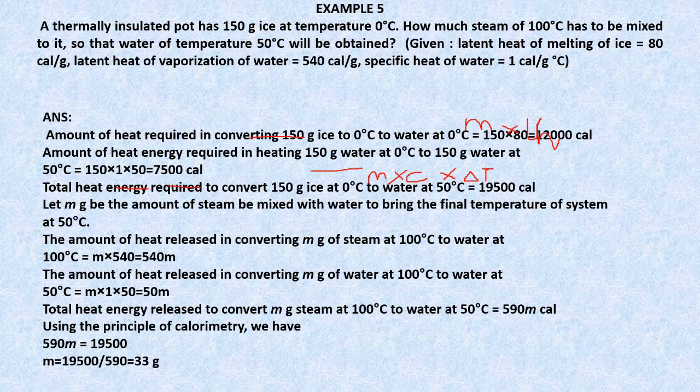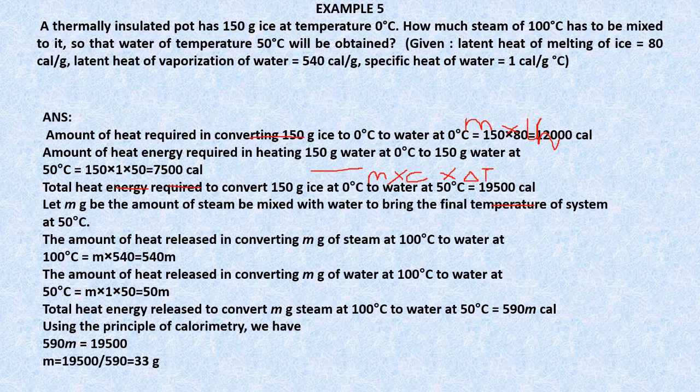So the total heat energy required to convert this 150 gram ice, which is at 0 degree Celsius, to water at 50 degree Celsius will be 19,500. How? We added both the heat energies required, that is the ice to water and the water heating. So it will be 12,000 plus 7,500, which is 19,500.